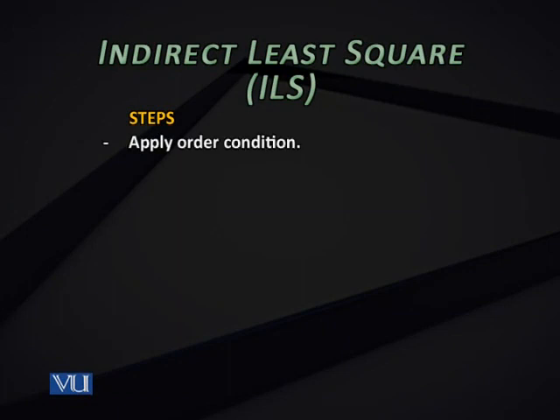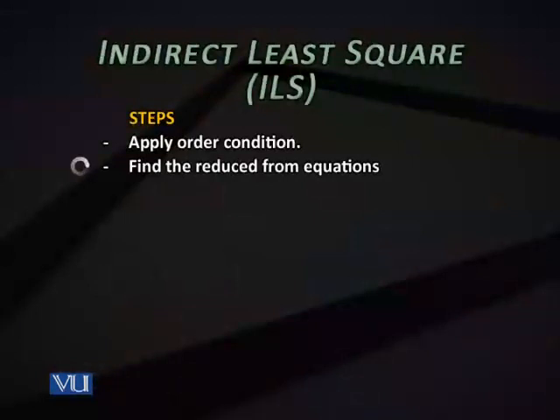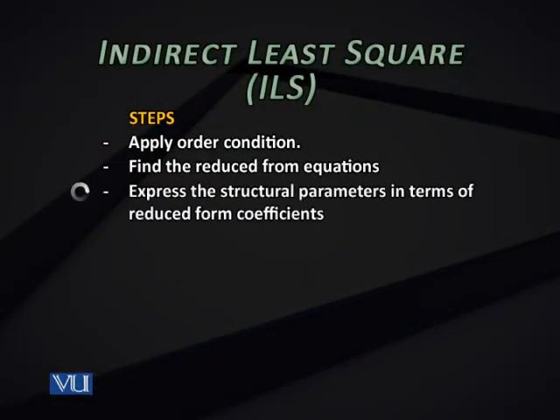First of all, you want to know the identification status of the equation. We have two ways, for example, which we have done. One, we can solve the equation by substituting one equation in the other, or by using some kind of equilibrium condition or some other condition. By solving the equations and finding the reduced form of the equations, we try to express the structural parameters in terms of the reduced form equations.